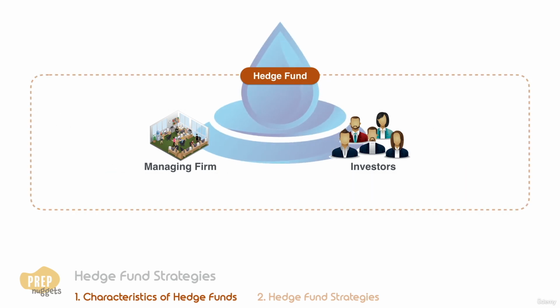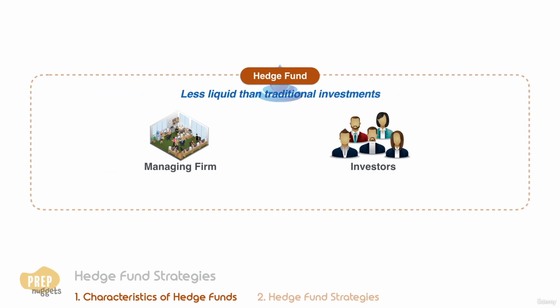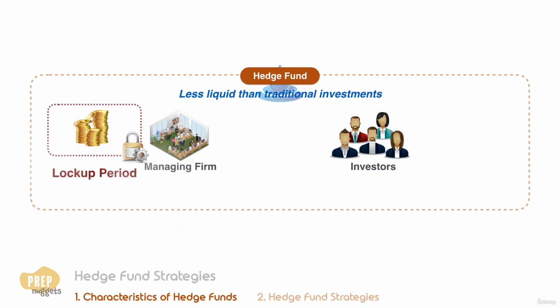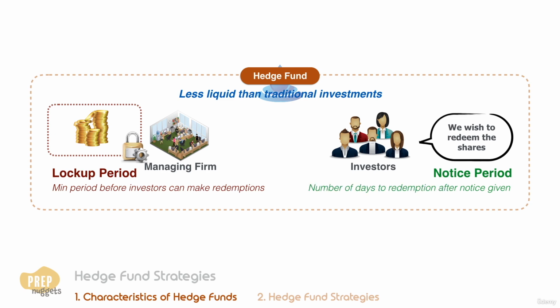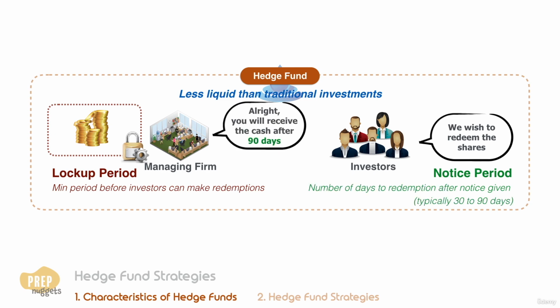The fourth characteristic is that hedge fund investments are less liquid than traditional investments. The manager often imposes restrictions on redemptions, whereby investors are required to keep their money in the hedge fund for a minimum period before they are allowed to make redemptions. This is known as the lock-up period. Moreover, investors may be required to give notice of their intent to redeem. The notice period is typically 30 to 90 days in length, and the investors may be charged a fee to redeem the shares.